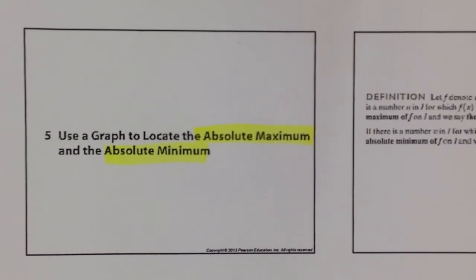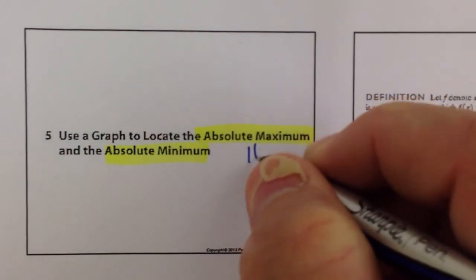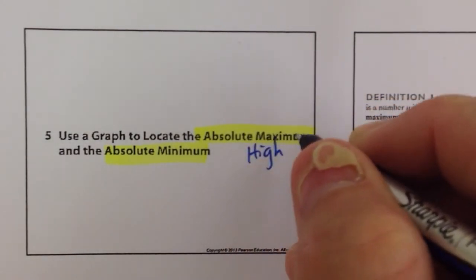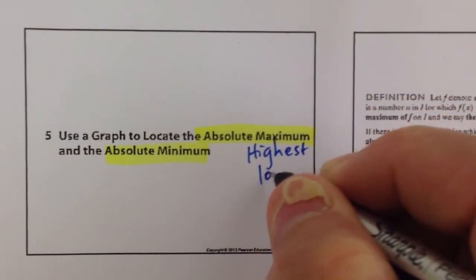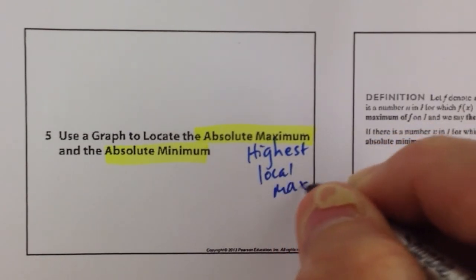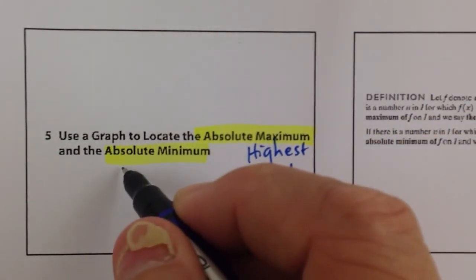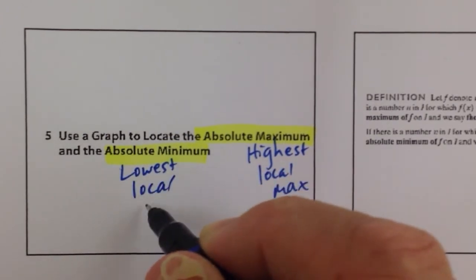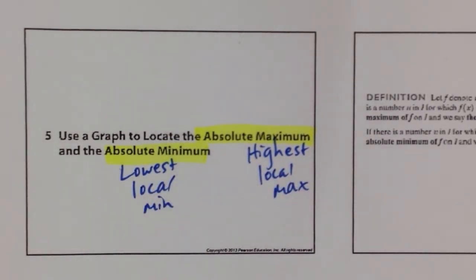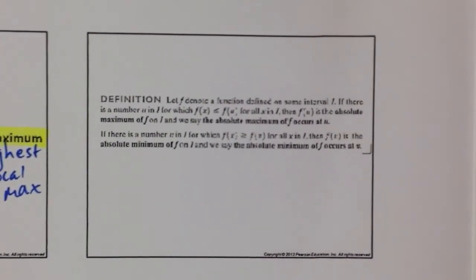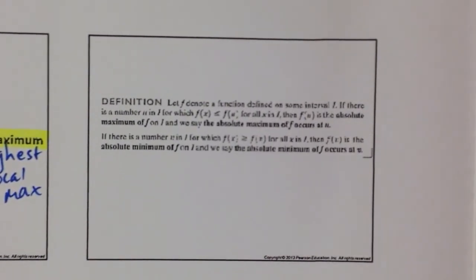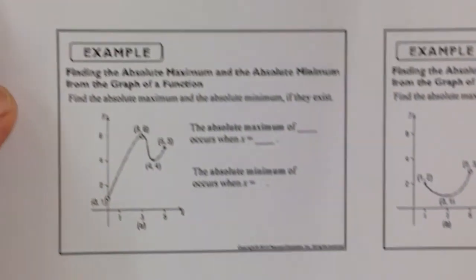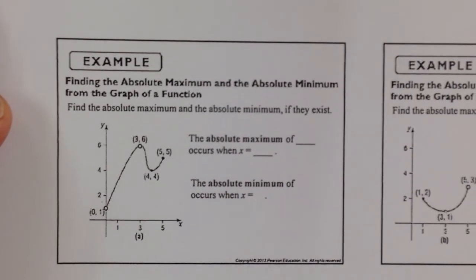So basically, the bottom line is the absolute maximum is the highest local max, and the absolute minimum is the lowest local min. So it's that simple. But there's your definition, and if you want that, go for it. But we're going to go ahead and go on to the next example.